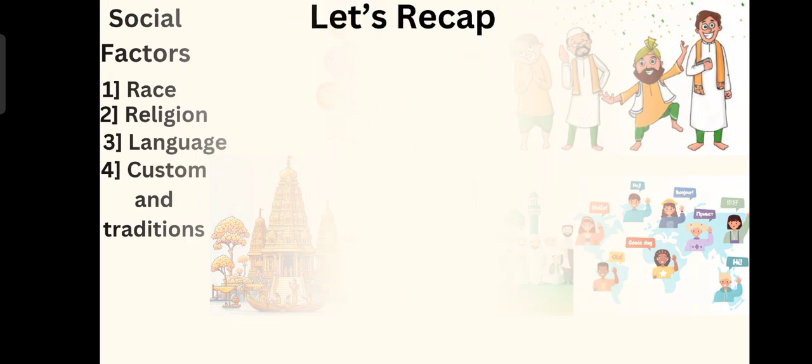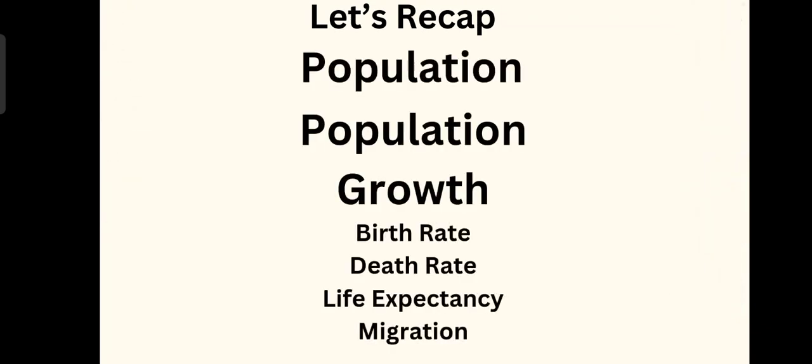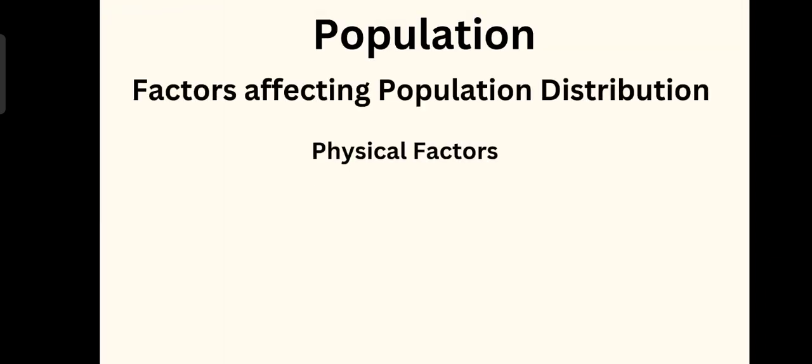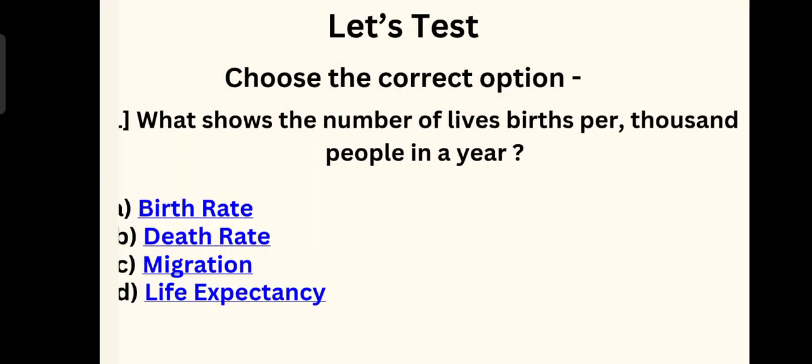So these are the various factors affecting the population. Understood, students? Yes, ma'am. So now let us recap what we have learned today. We learnt about what is population and also the population growth, birth, death, life expectancy and migration. And after that we understood the various factors such as physical, economic, political and social, and how they are directly or indirectly related to the population. Yes, students? Yes, ma'am. So now I'll be asking you some questions and you have to answer, okay? Okay, ma'am.